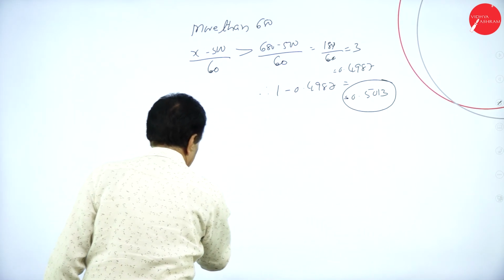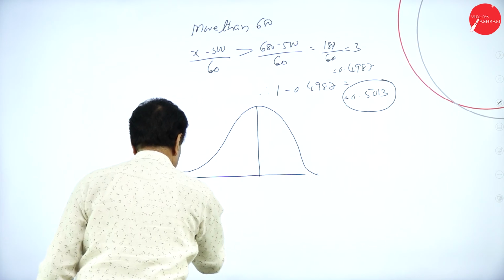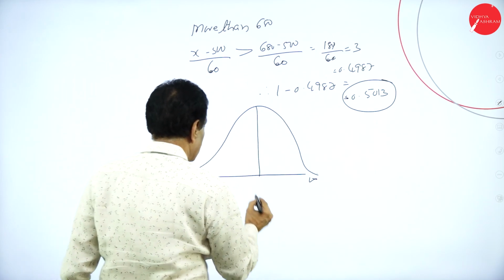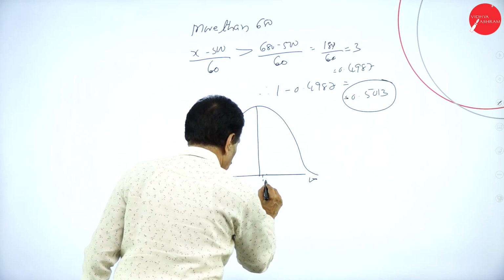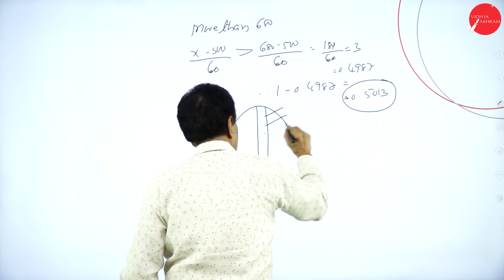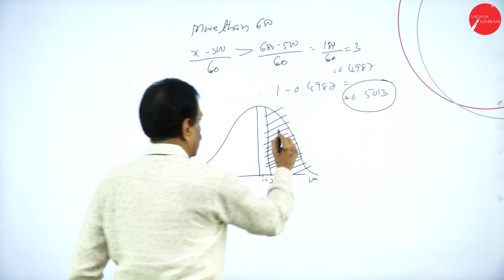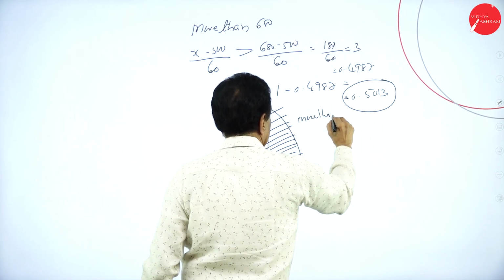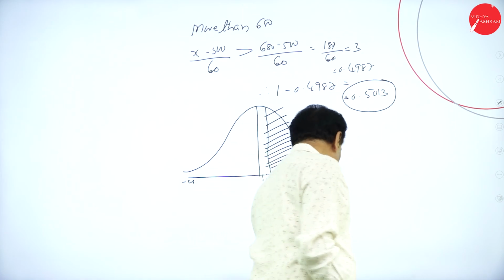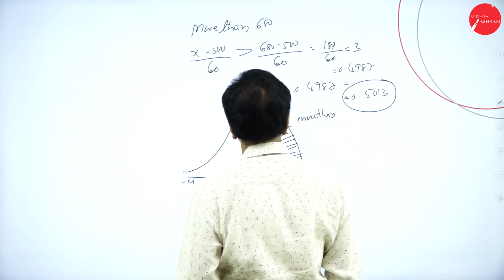Put into format. This is your normal distribution table. Negative infinity, positive infinity. Your value is 3 here. Assume 1, 2, 3. So it is more than. If it is less than, left side; more than, right side. So number of workers are not given, no percentage is asked. All the 4 we have got. More than 680, we have solved.